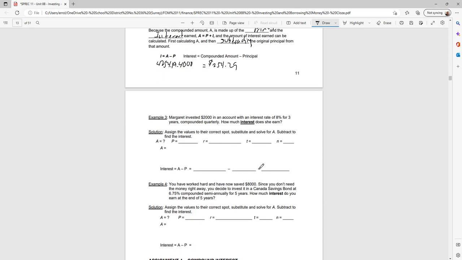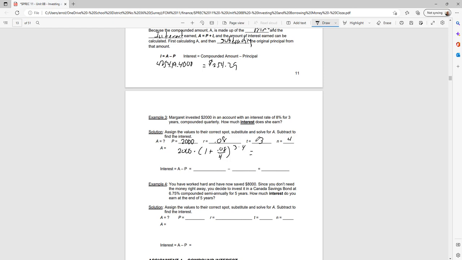All right, example number 3. It says, Margaret invested $2,000 in an account with an interest rate of 8% for 3 years, compounded quarterly. How much interest does she earn? So again, principal is $2,000. We have a rate of 0.08 for 3 years, and it's compounded quarterly. So it's going to look like this. It's going to be 2,000 times (1 plus 0.08 divided by the number of compounding periods, which is 4), to the power of 3 times 4.